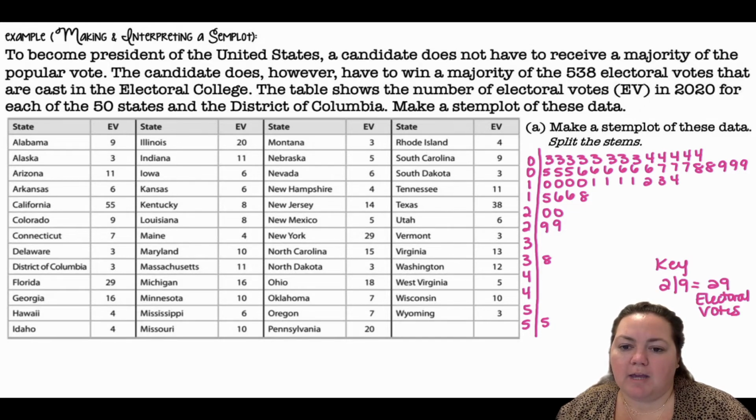All right, and when you're making a stem plot, you do need to include a key to say what the things you're measuring are. So 2 and then the line 9 represents 29 electoral votes.